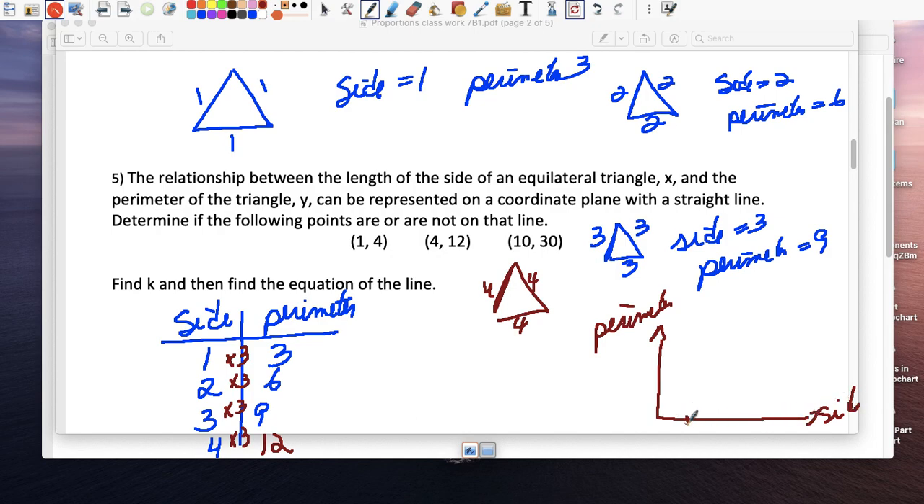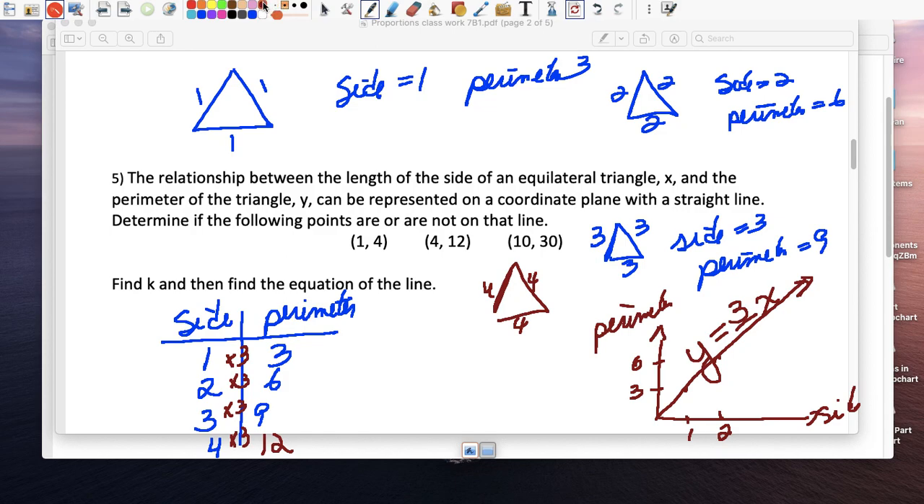Now, when the side is 1, the perimeter is 3. When the side is 2, the perimeter is 6. And again, it'd be a straight line. Do we have the constant of proportionality here? I'm pretty sure you figured that out. Can we write the equation of the line? y equals something x. What are we multiplying every x value by? We're multiplying every x value by 3.